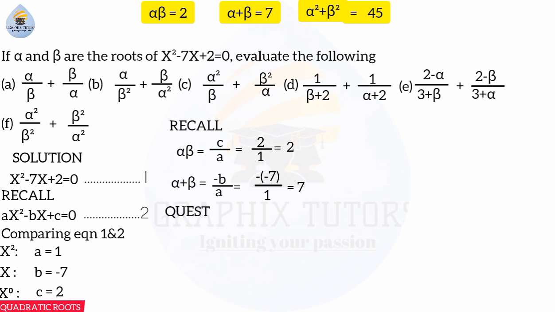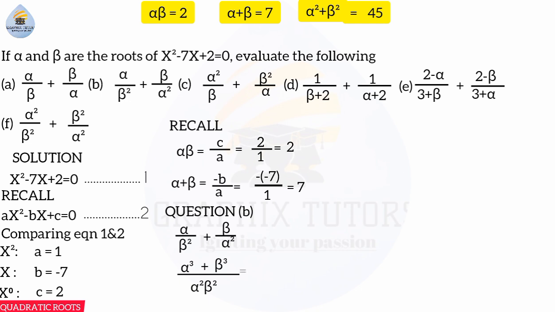Question B is telling us that we should evaluate alpha over beta square plus beta over alpha square. You do the same thing. The LCM here is alpha square beta square. Is that taken? Now you take the alpha square here to multiply the alpha, you'll be having alpha cube, plus the beta square here to multiply the beta, you'll be having what? Beta cube. Is that taken?